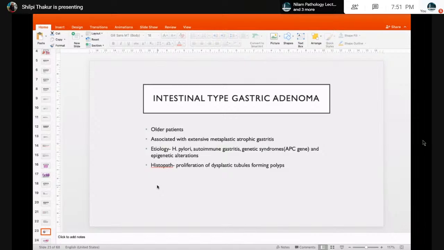Based on this, we have the intestinal type of gastric adenoma, which is mostly present in older patients, and it is associated with extensive metaplastic atrophic gastritis. Etiology-wise, mostly it is associated with H. pylori, autoimmune gastritis, and it can also have APC gene mutations.